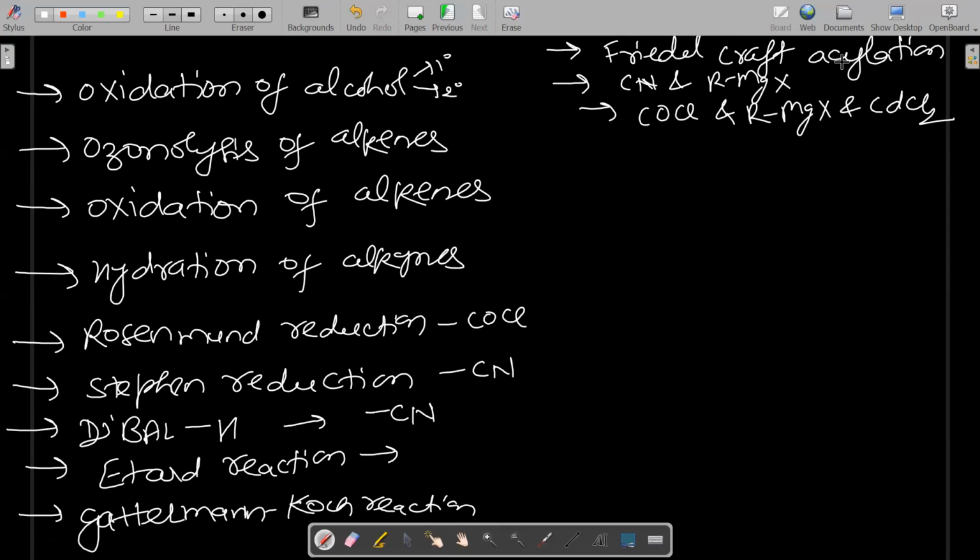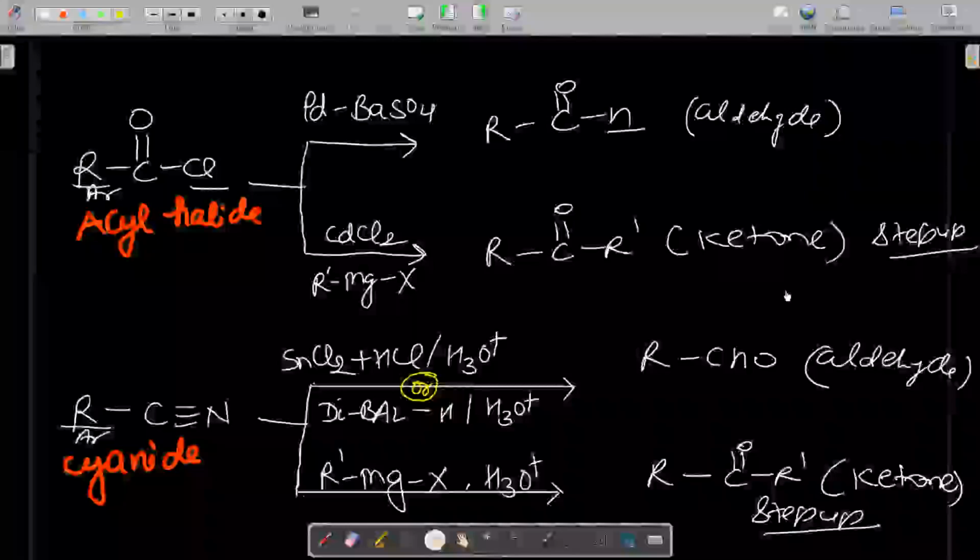Friedel-Crafts acylation, it is a reaction of benzene with acetyl chloride and anhydrous AlCl3 to form acetophenone. Cyanide using Grignard reagent to form ketone. RCOCl reacts with cadmium chloride and Grignard reagent to form ketones. So these are the methods which we have just discussed for the preparation of aldehydes and ketones.